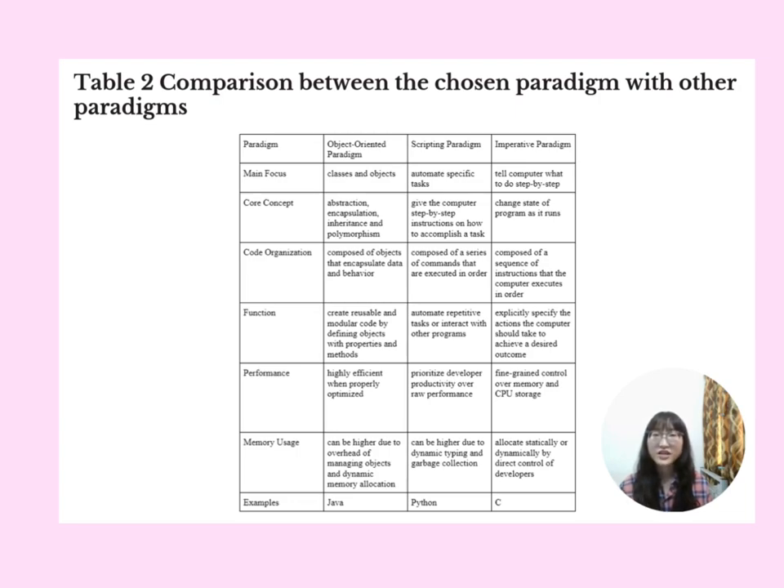Next, the code organization of the object-oriented paradigm is composed of objects that encapsulate data and behavior. The scripting paradigm is composed of a series of commands that are executed in order, and the imperative paradigm is composed of a sequence of instructions that the computer executes in order.